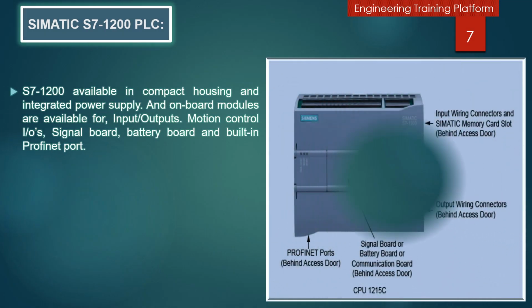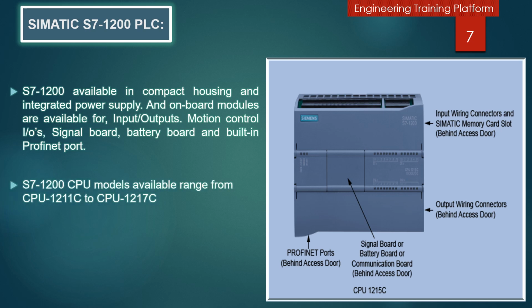We will discuss the Simatic S7-1200 PLC. The S7-1200 CPU model incorporates a compact housing and integrated power supply, onboard digital input and output circuits, onboard analog input circuits, one or two built-in Profinet ports, and high-speed motion control IOs. Signal boards, battery boards and communication boards can be added to the CPU without affecting its size. The Simatic S7-1200 PLC has a compact configuration and can be used in a wide variety of applications.